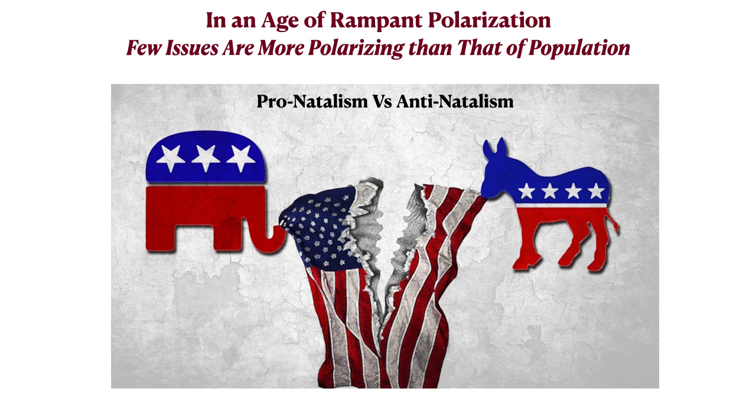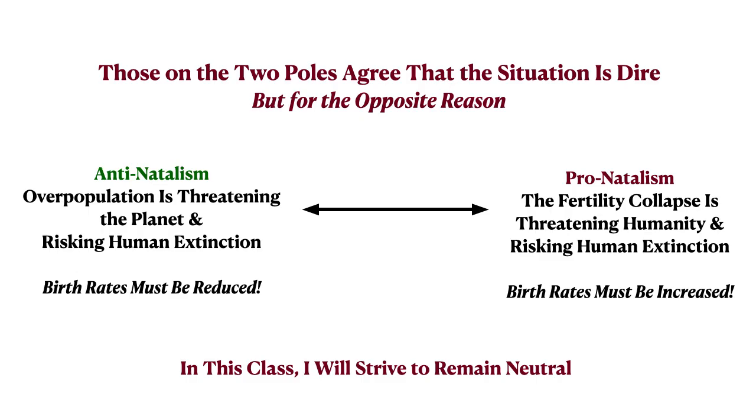In fact, last summer I had to sort of step in, intercede to try to calm tempers, and things were getting a bit heated. It's a very interesting debate because those on the two poles basically agree about the facts of the matter. They also agree that the situation is extremely dire, but for exactly the opposite reasons. So anti-natalists argue that overpopulation is threatening the planet and risking human extinction, and therefore that birth rates must be reduced, whereas pro-natalists think that the current fertility collapse over most of the world is threatening humanity and risking human extinction, and that therefore birth rates must be increased.